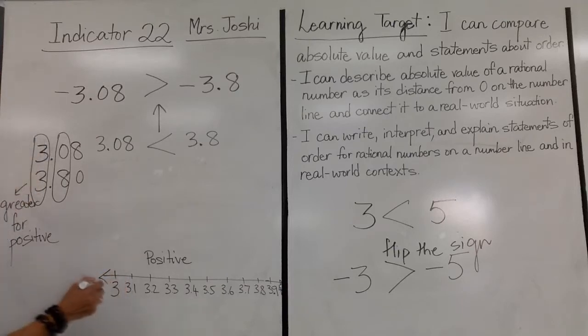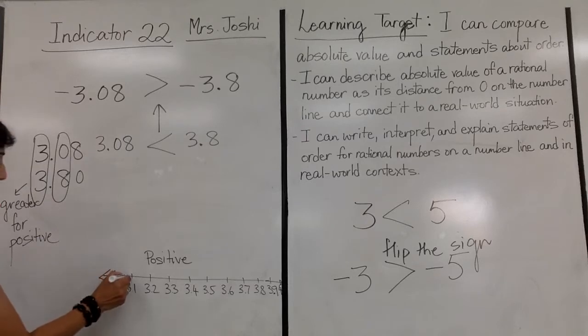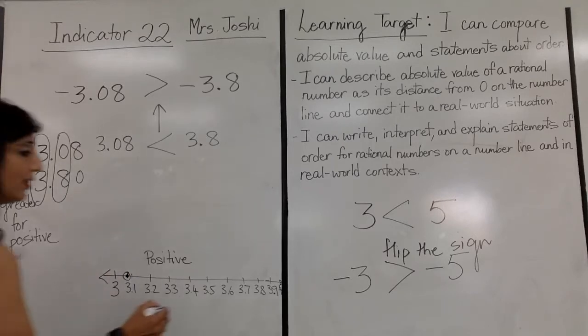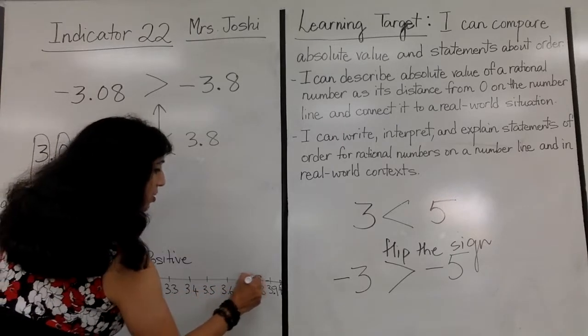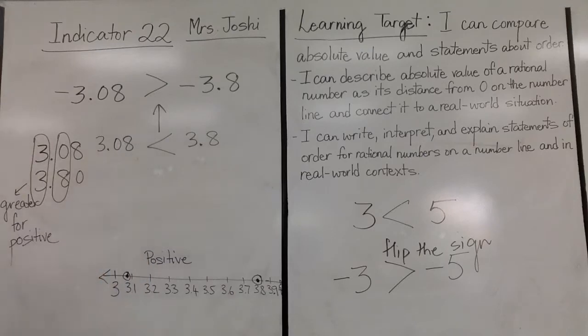Okay, so if I was graphing 3 and 800, it is definitely going to be between here. So 800 would be somewhere close to this part. Okay, so this would be around 800. And then I have 3 and 8/10, which is here. So in the positive world, you can see that 3 and 8/10 is greater than 3 and 800.